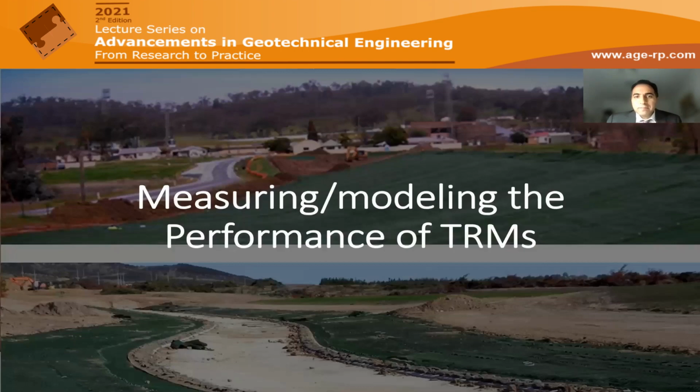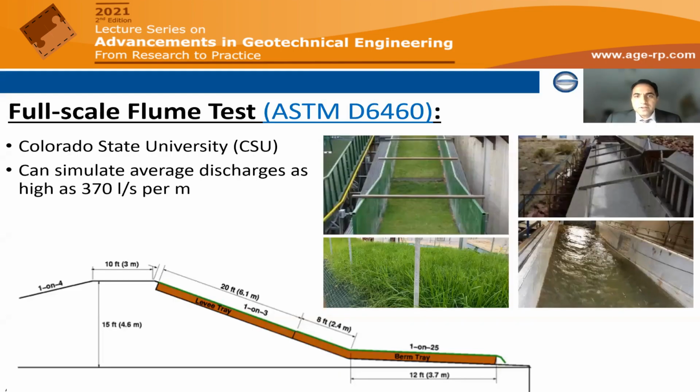Now, how can we measure or model the performance of TRMs in a channel or a slope? There's a standard test, the full-scale flume test. This is the only performance test. There are other tests, like raindrop, but those are index tests. This is the only performance test that we have for TRMs with vegetation and without vegetation, and ASTM has its own criteria.